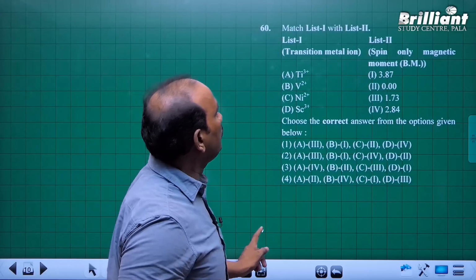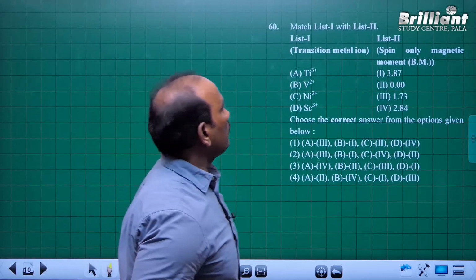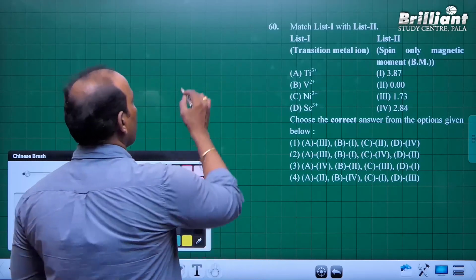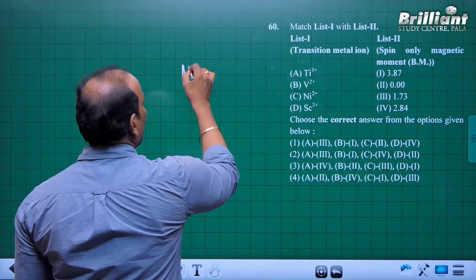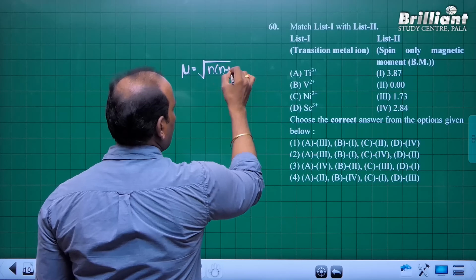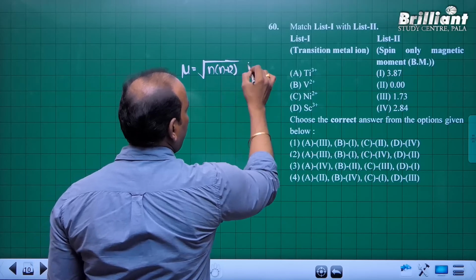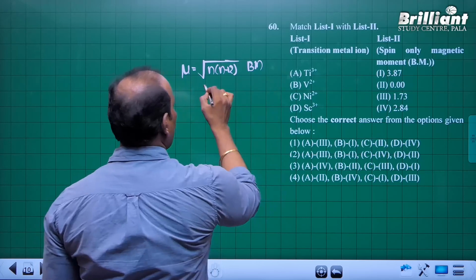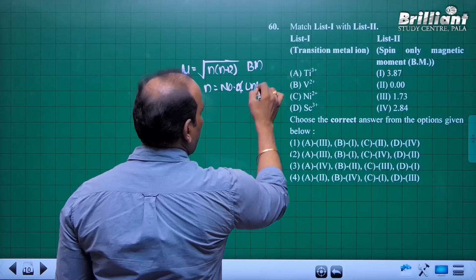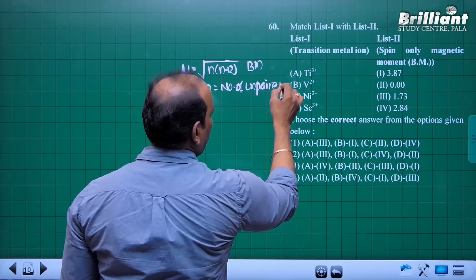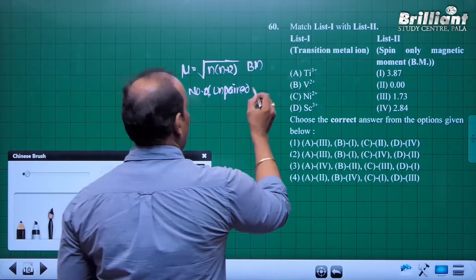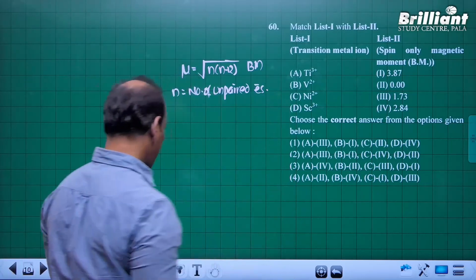Next one. What is the spin-only magnetic moment? The spin magnetic moment mu equals the square root of n into n plus 2 BM, Bohr magneton, where n equals the number of unpaired electrons. Clear?